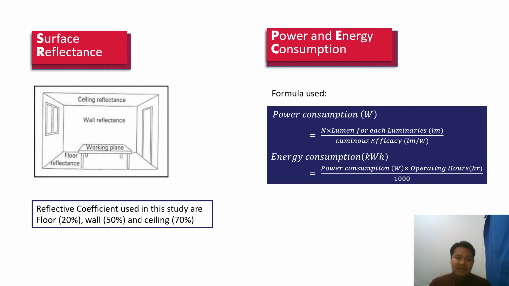Next is the surface reflectance. We will consider the ceiling reflectance, wall reflectance, and floor reflectance. The reflective coefficients used in the study are 20% for floor, 50% for wall, and 70% for ceiling. Next is the power and monthly energy consumption, which use the formula like in the slide. The formula is included for the lumen method calculation.